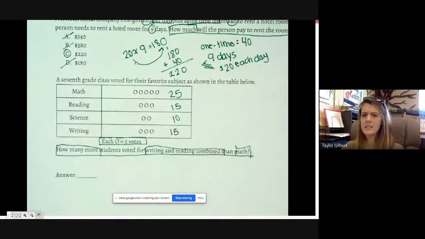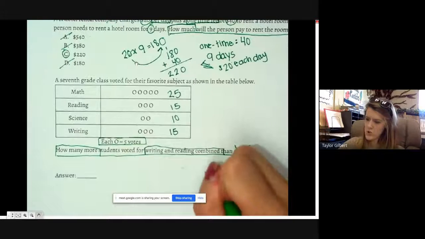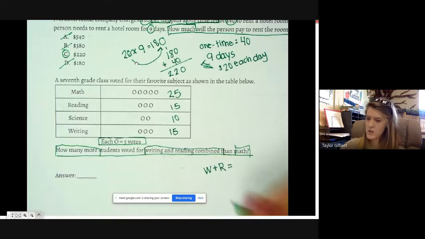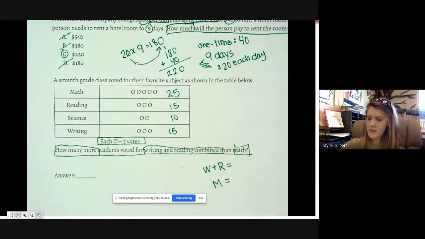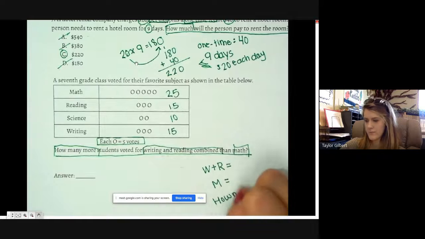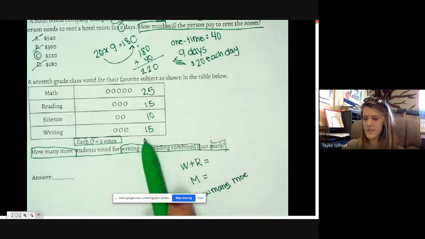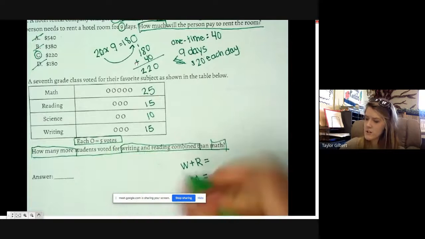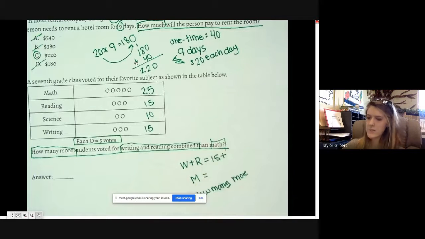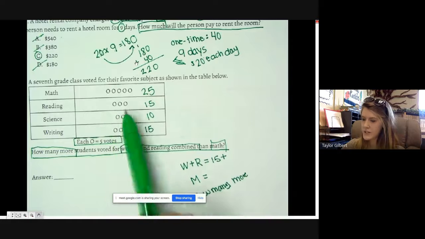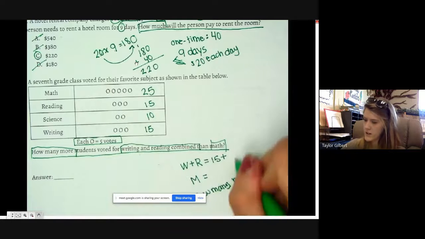Okay, so let's make a list, okay? Writing and reading combined, okay? We're going to have to figure out how many liked math and how many more. Okay, well, how many people liked writing? 15, let's check. 5, 10, 15, okay. 15 plus the people that liked reading because we have to combine them. 5, 10, 15, and it says 15 there.